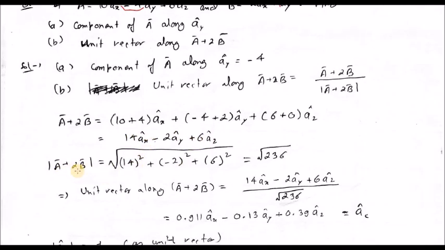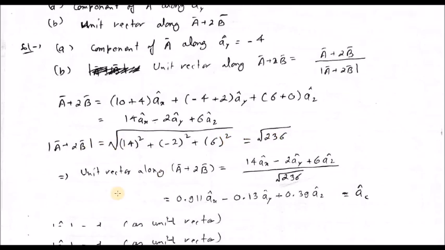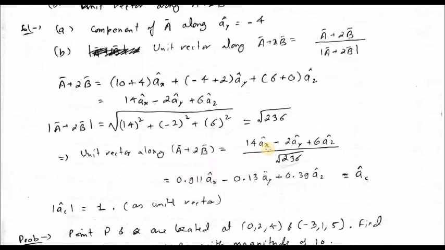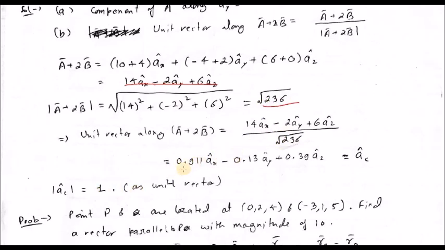Here the magnitude of A plus 2B will be the square root of 14 square plus minus 2 square plus 6 square. So the unit vector along A plus 2B will be the vector divided by its magnitude, and you will get the unit vector along A plus 2B to be this value.